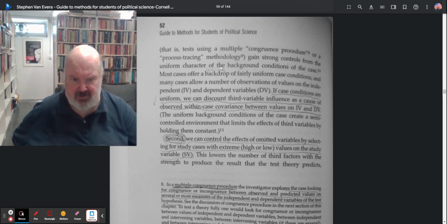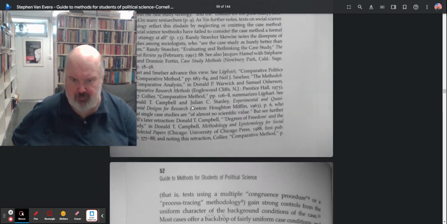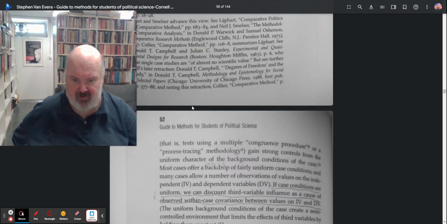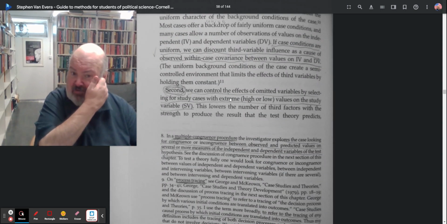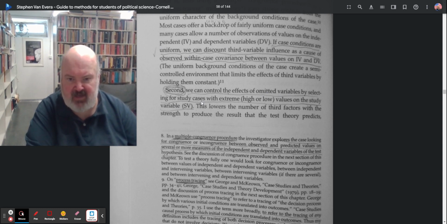So we use the procedures within case, right? That's the first question of how we solve it. Second defense, we can control the effect of omitted variables by selecting for the case studies of extreme or high-low values on the study variable. So therefore, we can control it by high or low variable.